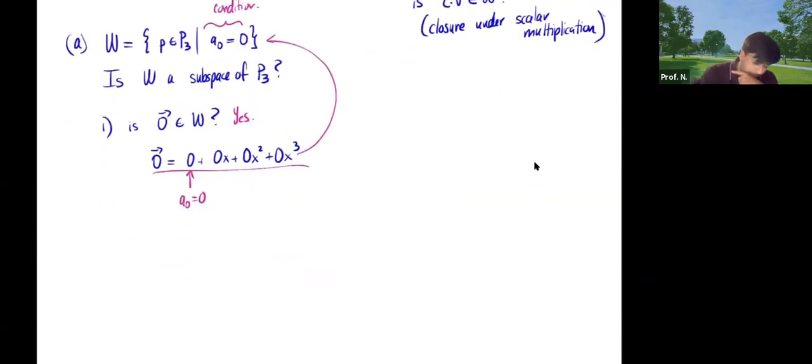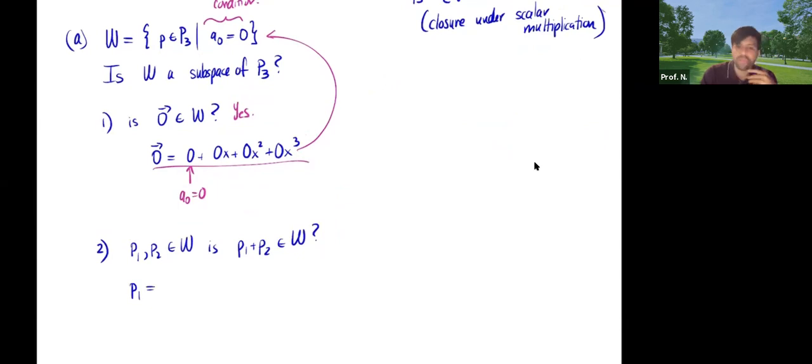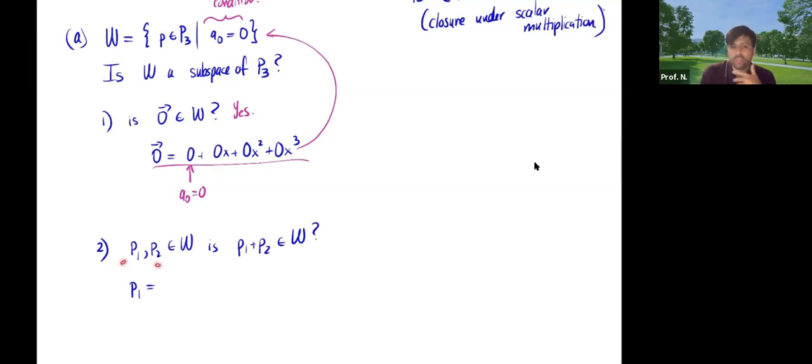Next, I'm going to call it P1. If P1 and P2 are in W, is P1 plus P2 also in W? That's the question. Do you see what's going on here? There's a lot of abstraction here, and there's room for you to name things the way you would name it. You don't have to call it P1, P2. You can call it something else, but I'm calling it P1, P2.